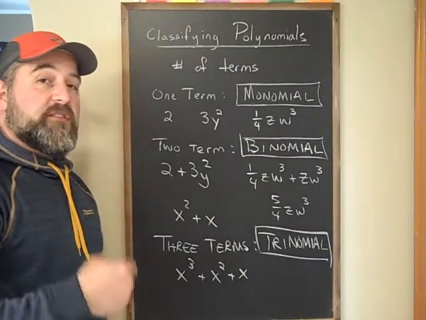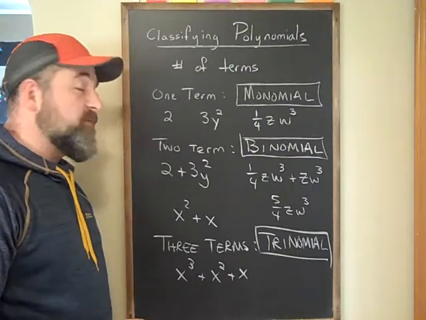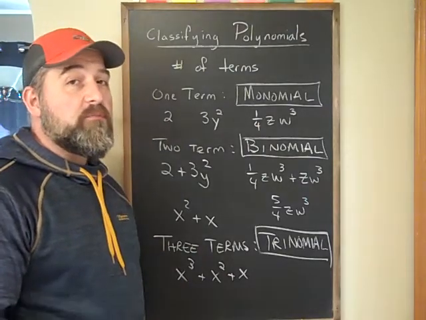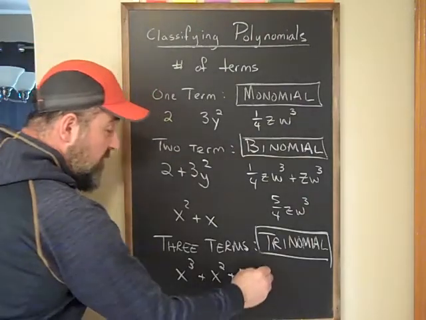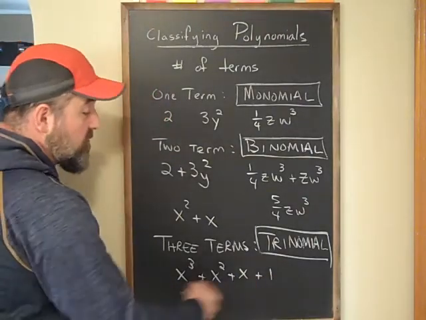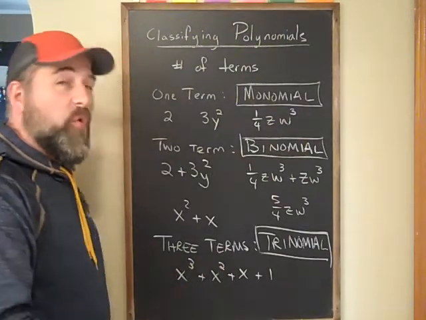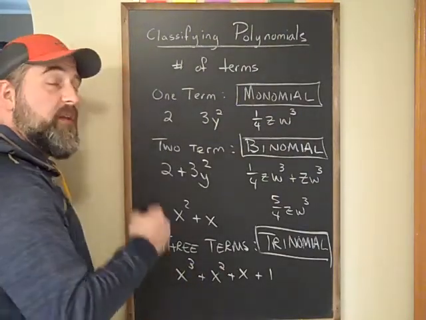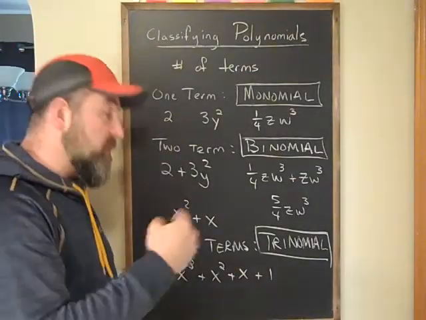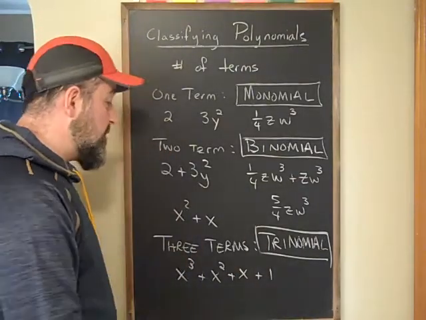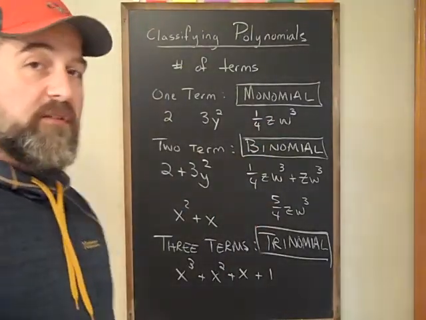Any polynomial consisting of 4 unique monomial terms that can't be simplified is simply called a 4-term polynomial. And if there's 5 terms, so for instance, if I threw a plus 1 there, those can't be added, we would call that a 5-term polynomial. There's no quadnomial or anything like that. So anything beyond the trinomial is called a 4-term polynomial, a 5-term polynomial, etc. But monomial, binomial, trinomial, those are the ones you want to be aware of.